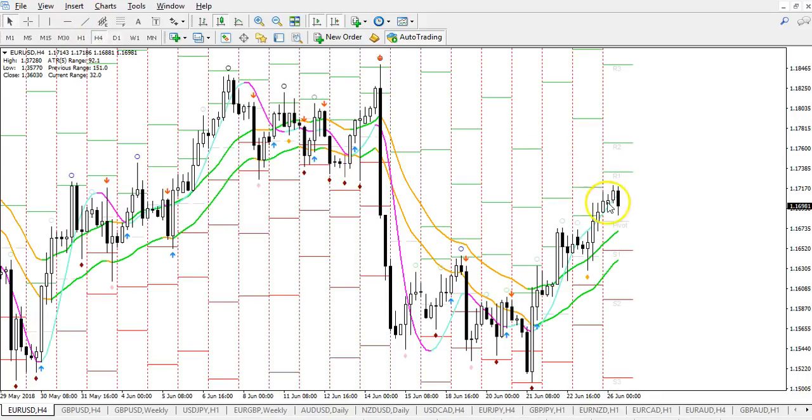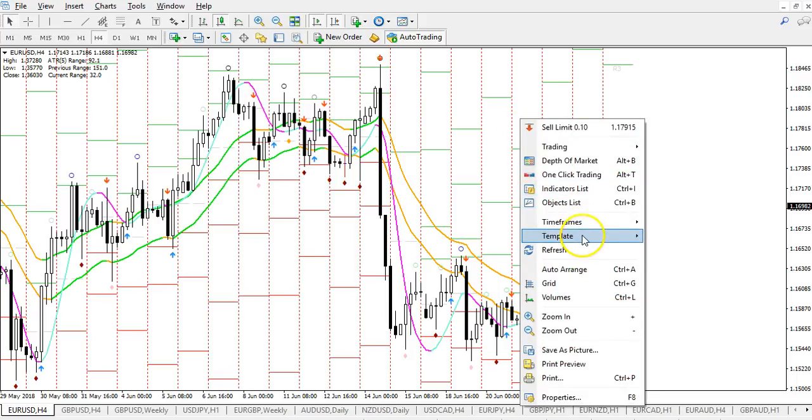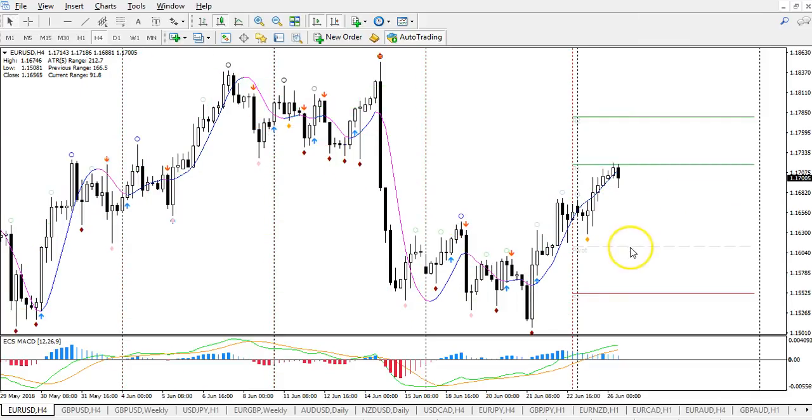So what I'm expecting rather, let me get rid of this template, is for price to show some choppy correction here, bounce at support, and move up towards this resistance. All right, that's my view. Let's see if that happens.